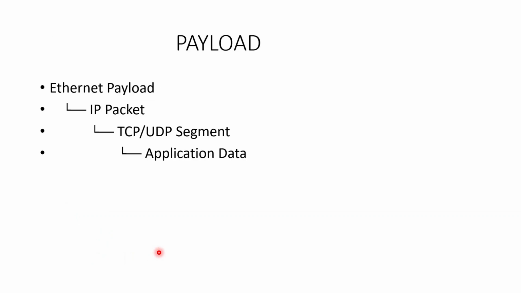Now here is what it looks like. The payload will contain the IP packet, the TCP or UDP segment, and the application data. As I said before, the Ethernet itself does not understand any application data. The Ethernet by itself does not transmit any data. But the payload is the part in the Ethernet frame which is responsible for carrying and transmitting the data. So remember this: the Ethernet is just like the container for transportation. The data being transmitted in that container is your payload.